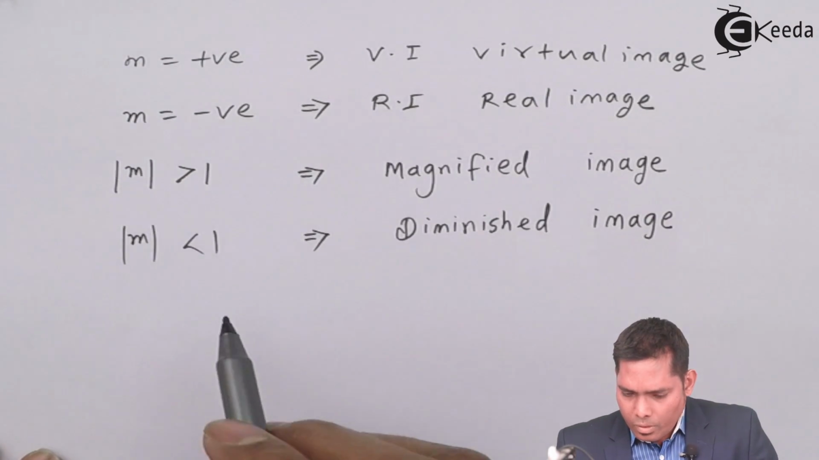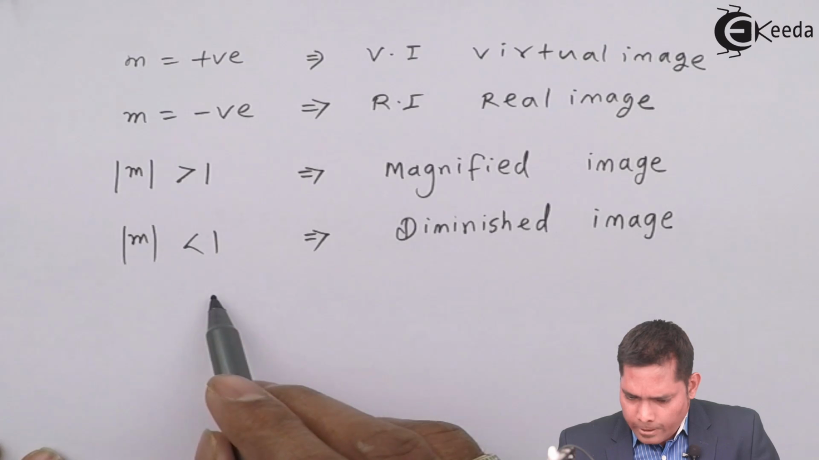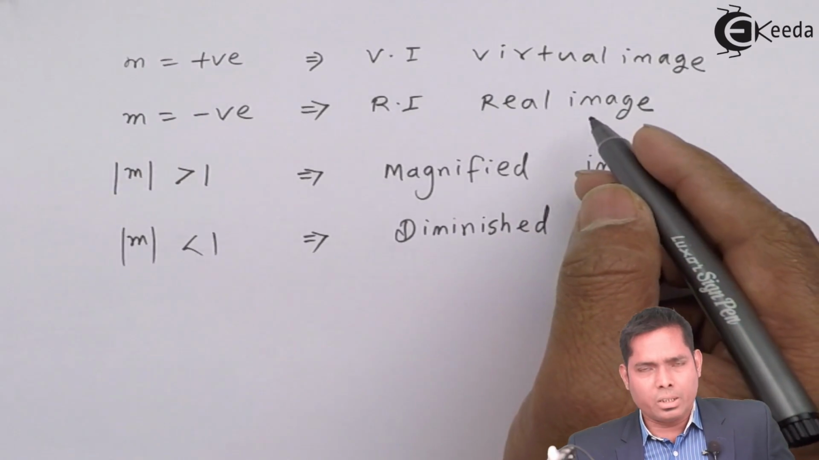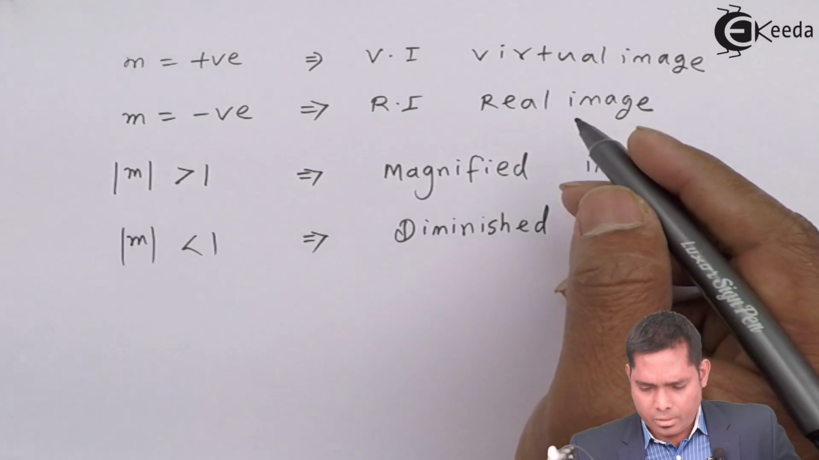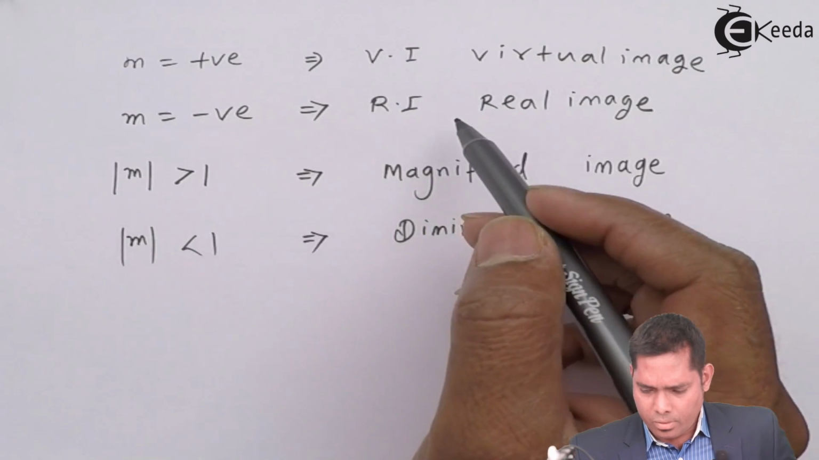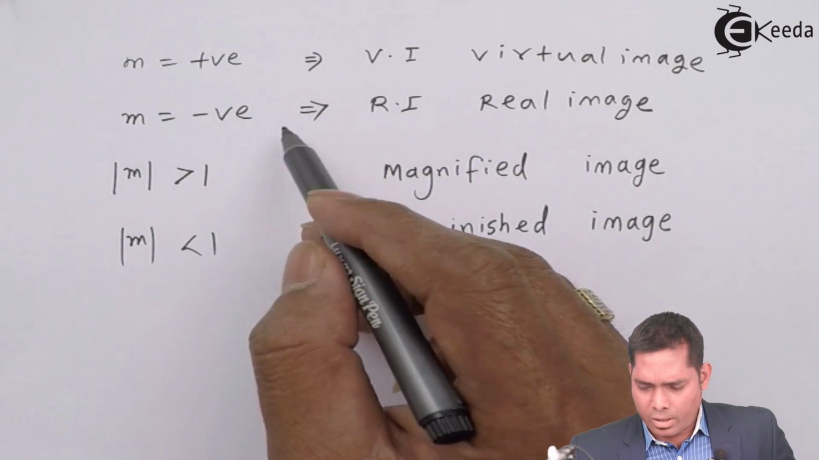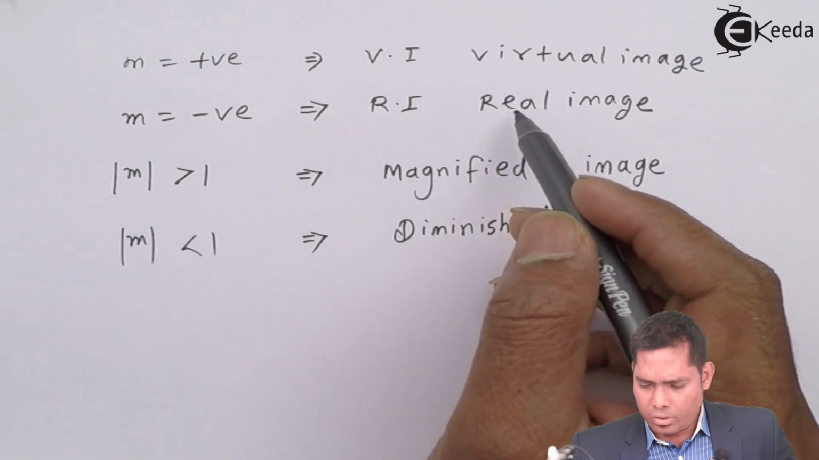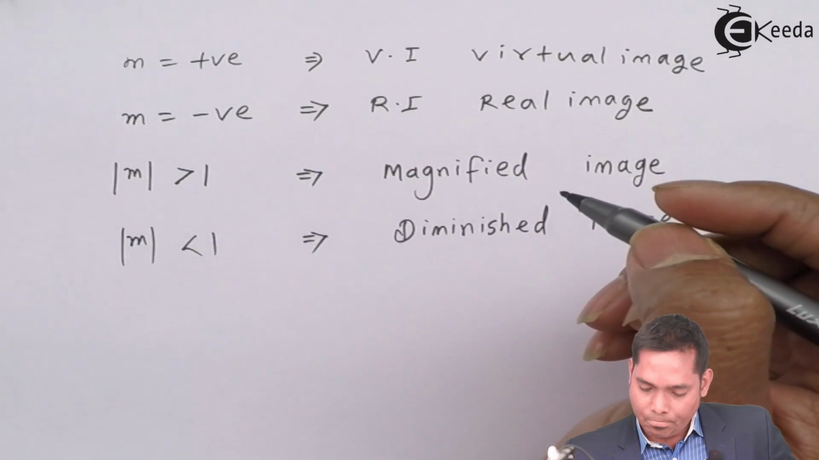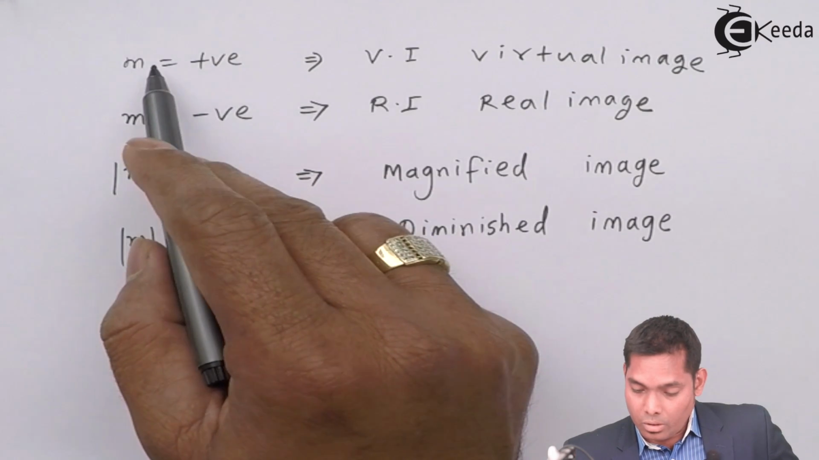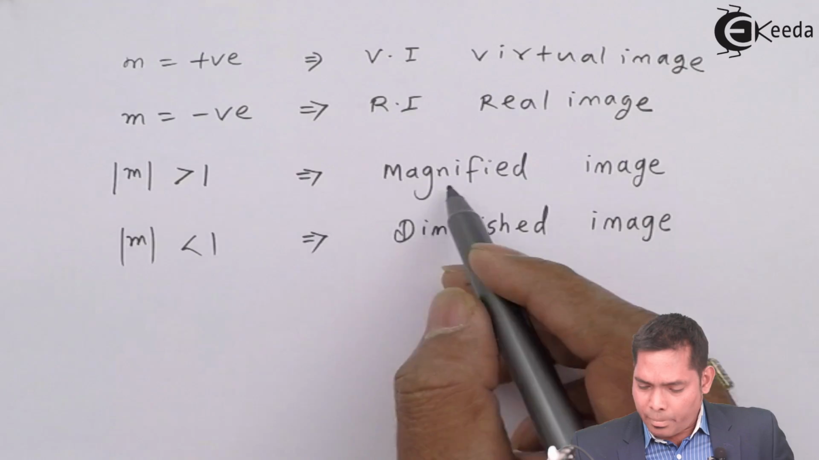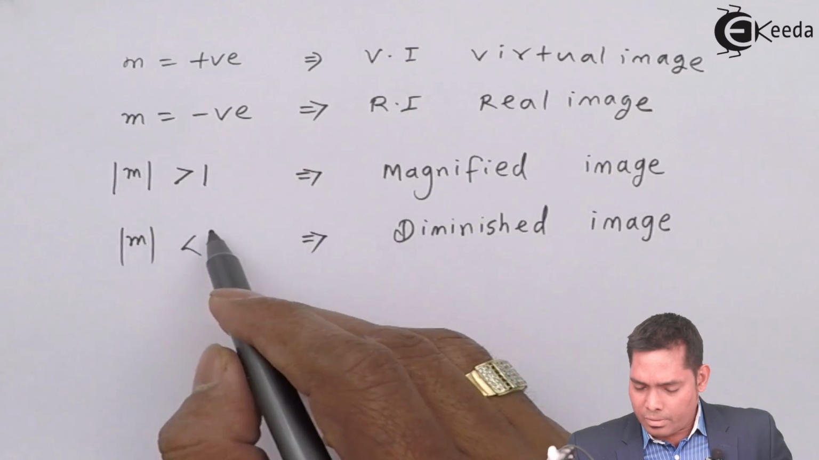Obviously, a real image is formed in a concave mirror. So when you get m negative, we'll think of a concave mirror. And what about the magnification? Positive, less than 1, greater than 1.